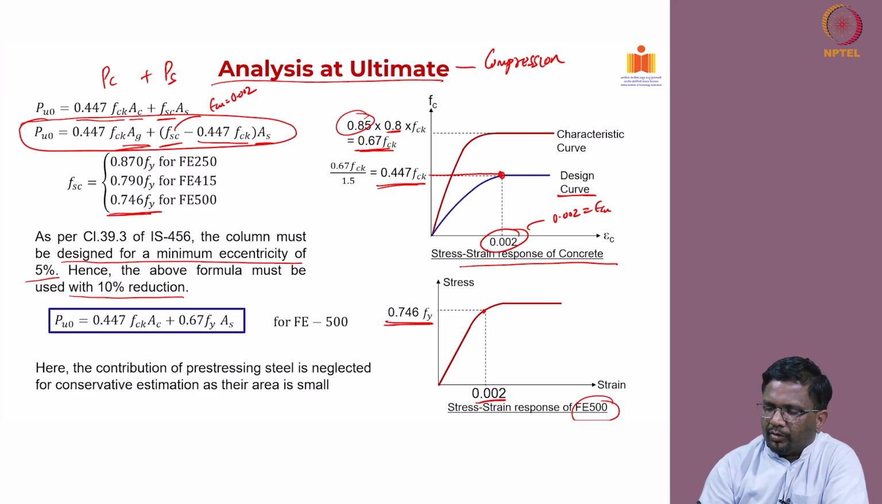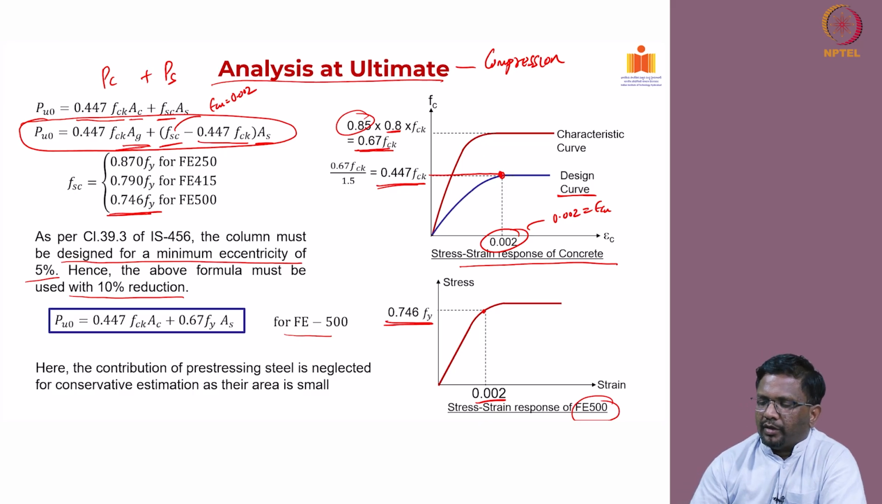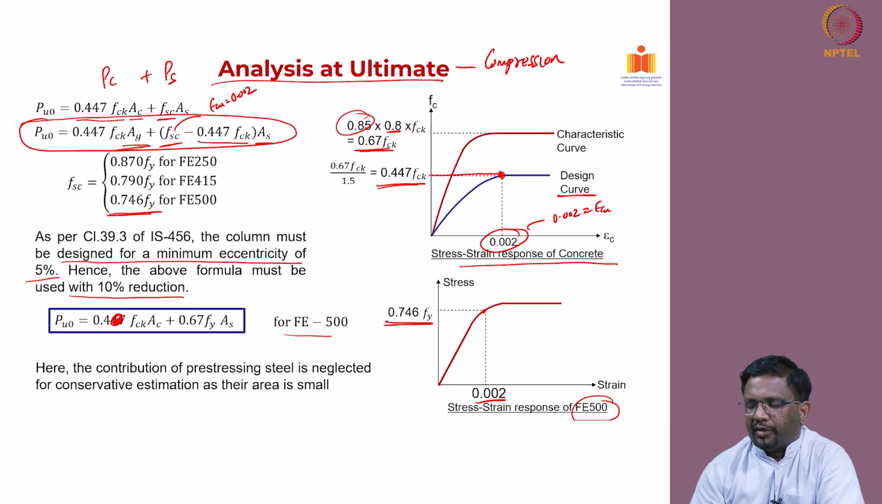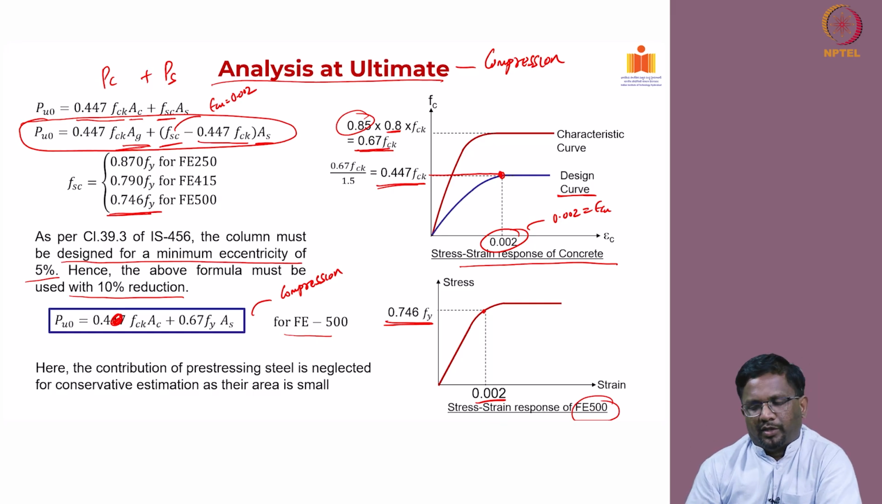Basically, for Fe 500 this works out to 0.4 fck into Ac plus 0.67 fy into As. This is the value that we have to use in our design for pure compression. So, this is compression. And we have already discussed that in tension, it is only the steel that will take the load.